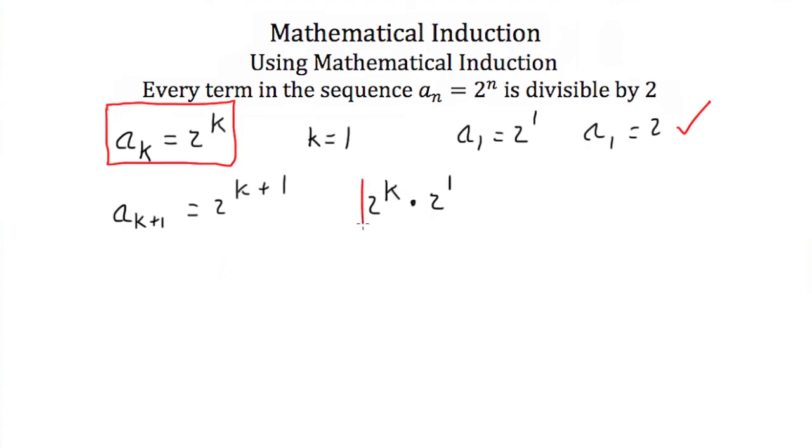All I'm doing is separating my exponents. Now we already said that this is divisible by 2. So if I multiply it by 2, well, 2 is also divisible by 2. So if I divide this by 2, I just go back to my original 2 to the k power. So that means that 2 to the k plus 1 is also divisible by 2. And that meets condition 2. So this is true for all values of n.